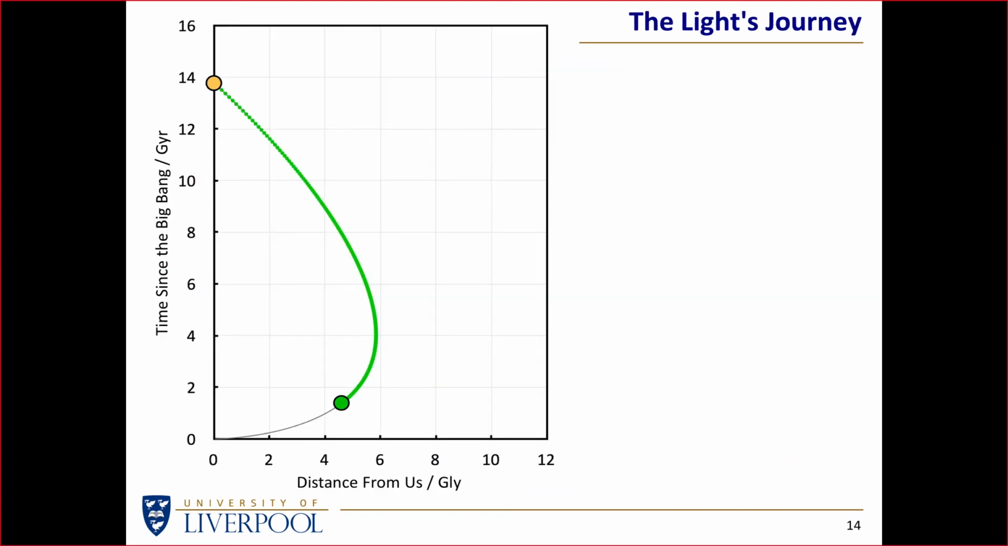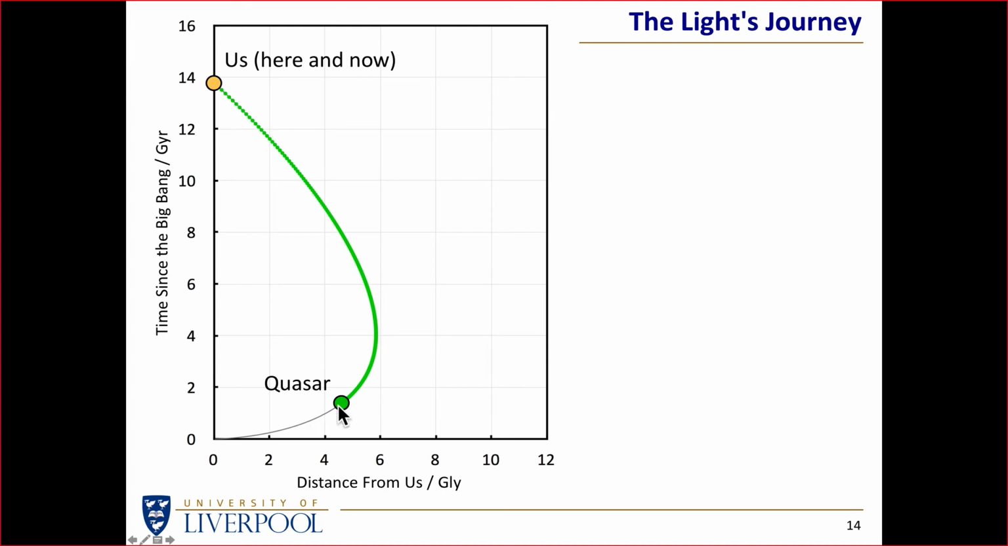If we have a look at the light's journey, here's a diagram which shows distance from us in billions of light years, or giga light years. So there's 0 to a few gigalight years. And the vertical scale is time. So time starts at the bottom, so the Big Bang is down in the left-hand corner here, and time is moving upwards. And the quasar, when the light left, was here at the green dot, and in the top left, that's us here and now.